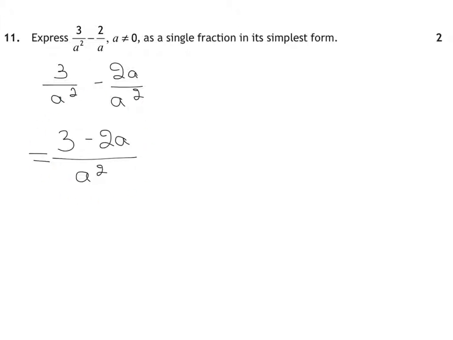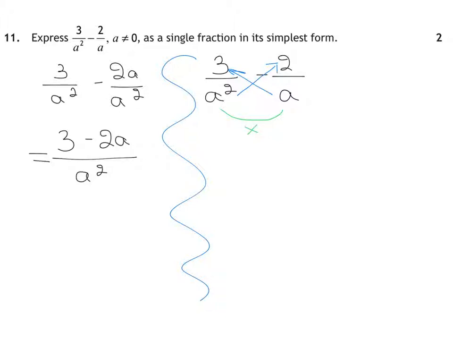There's another way we can do this if we're going to go for the smile and a kiss method. So smile and a kiss means we are going to multiply our denominators together. So a squared times a is going to be a cubed. Then we need to multiply across. So a times 3 is 3a, and a squared times 2 is 2a squared.